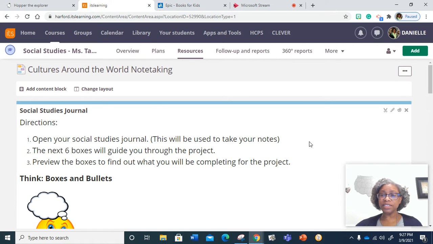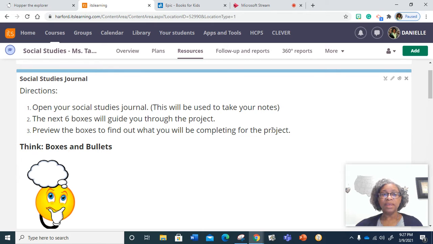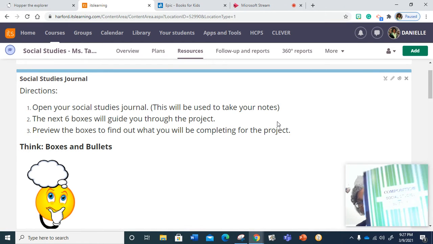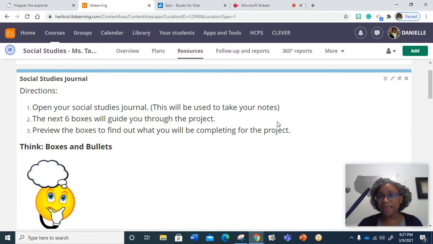So, in your It's Learning page, you will notice that you are going to have some note taking. So, what you're going to need, of course, is your social studies journal. Yes, your social studies journal. And you know what? That Flair pen that you got is going to be so helpful. So make sure you have that. So you're going to open it up and you're going to use your journal to take notes. And the next 6 boxes are going to guide you through your project. And you're going to preview the boxes with Miss Taylor right now. And we're going to find out what you will be completing for your project.